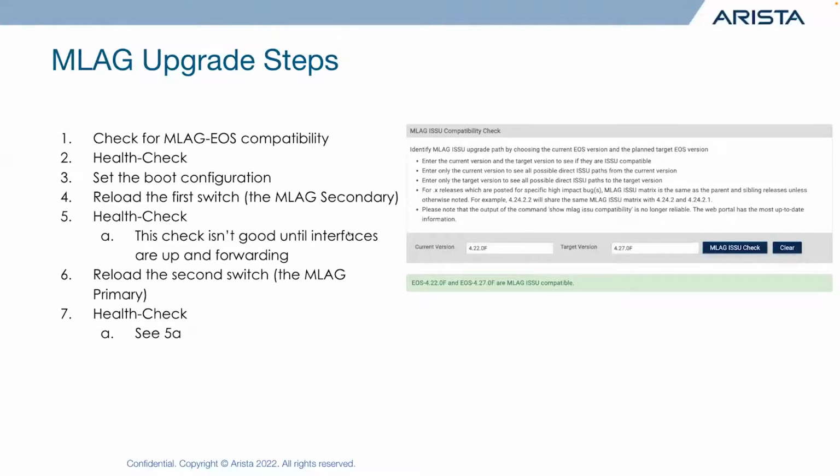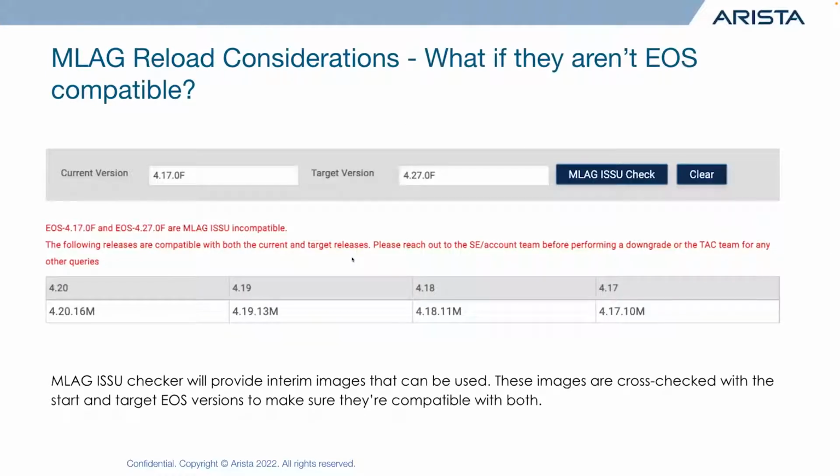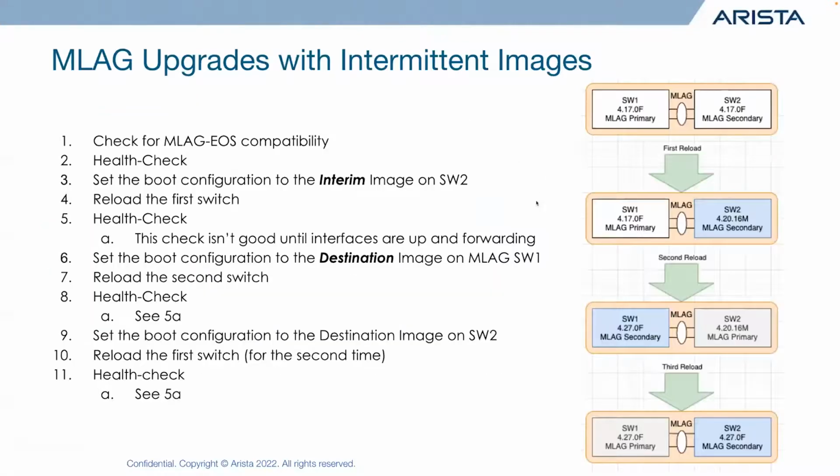everything should be great. There is one added step if they are not EOS compatible. So the nice part here is the tool will tell you what versions of EOS are compatible with your current and target version. So you see I changed our current version to 4.17 from the 4.22 before. And these 4 versions of EOS are compatible with both. So we can kind of leapfrog using this interim version, which looks kind of like this.